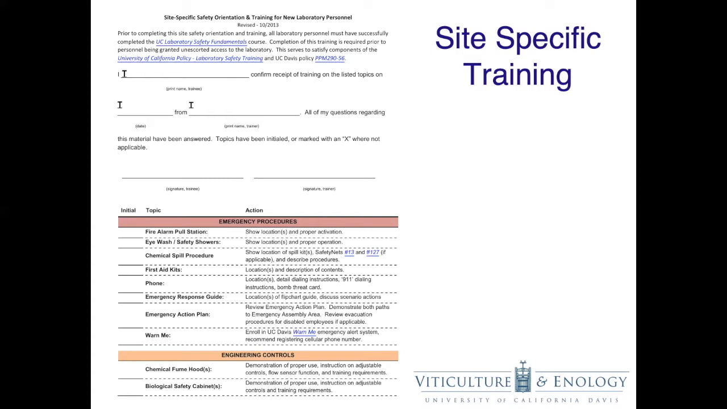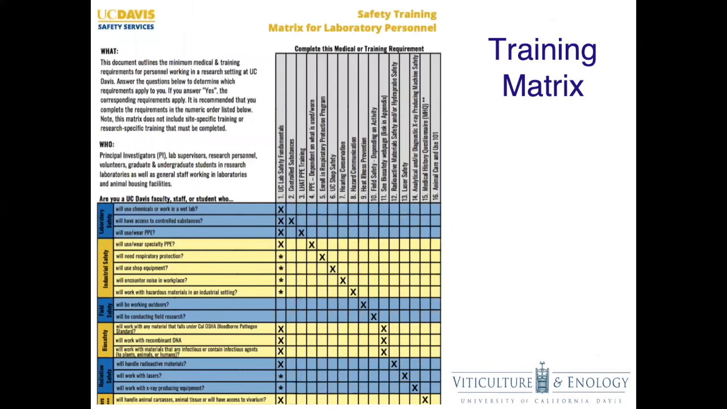It will also review proper emergency response and ensure that you have read the department-specific emergency action and injury and illness prevention plans, in addition to laboratory-specific standard operating procedures. Here's an example of the training matrix. These will look different depending on the types of hazards present in the labs you'll be working in. Different hazards may require additional training.